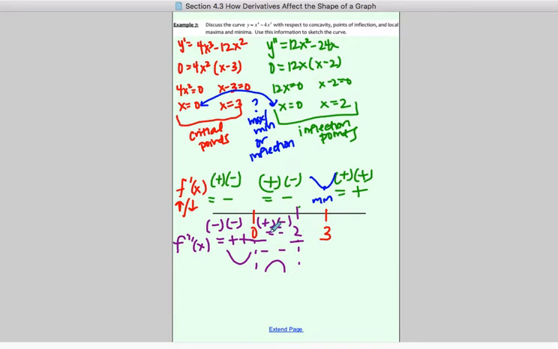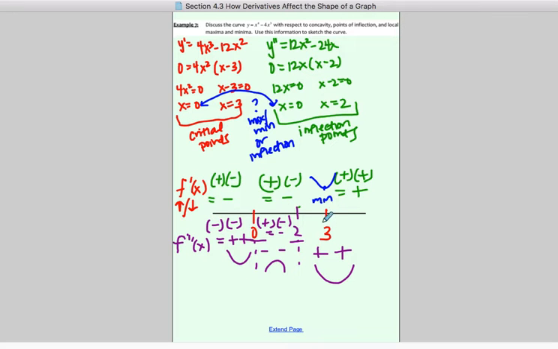And then our last set from our second derivative is from 2 to infinity, the whole set. So a number bigger than 2, we could plug in 3. 3 is positive, 3 minus 2 is positive, so it would be positive, positive, which gives me happy face.